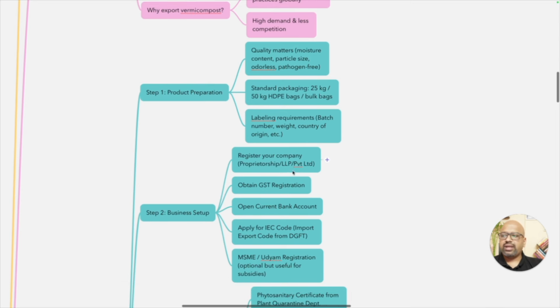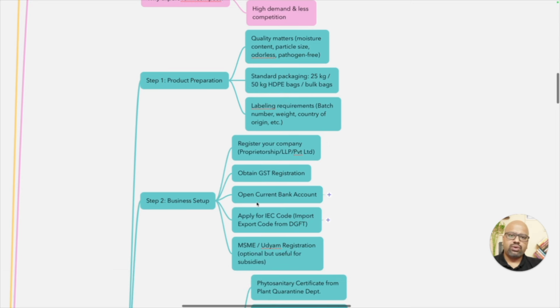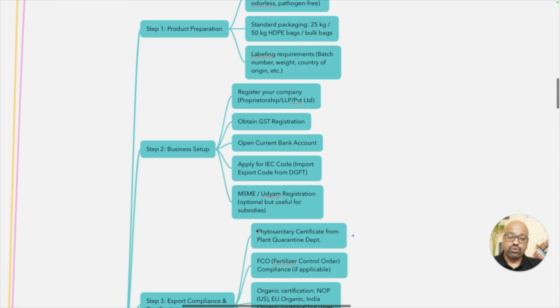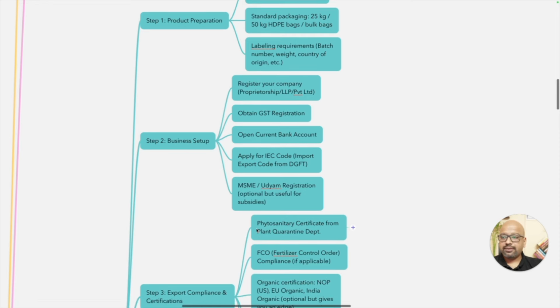When it comes to setting up the business, you need to have a proprietary company, that should be good enough. GST registration, current account, IEC import export code license from DGFT, and if you have Udyam Aadhar, that should be good enough. If you are a producer, you can take a scheme. There are a lot of MSME schemes where you can get a loan. This is very minimal capital, but still if you want a loan, you can get it. If you want to take the land on lease, then obviously you can plan it accordingly, right?